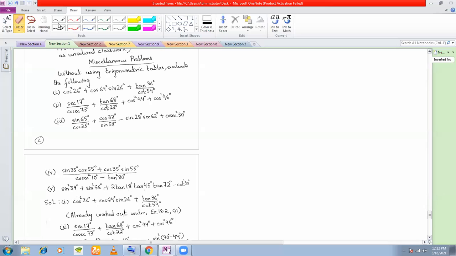Miscellaneous problems. Now these problems have been picked up from some of the past years ICSE questions when this chapter used to be a part of your ICSE class 10 syllabus. Okay, let us start with one of them. Without using trigonometric tables, evaluate cos square 26 degrees plus cos 64 degrees sine 26 degrees plus tan 36 degrees divided by cot 54 degrees.